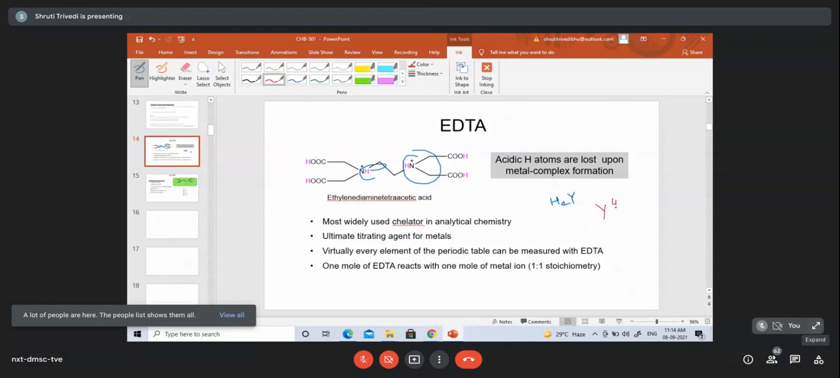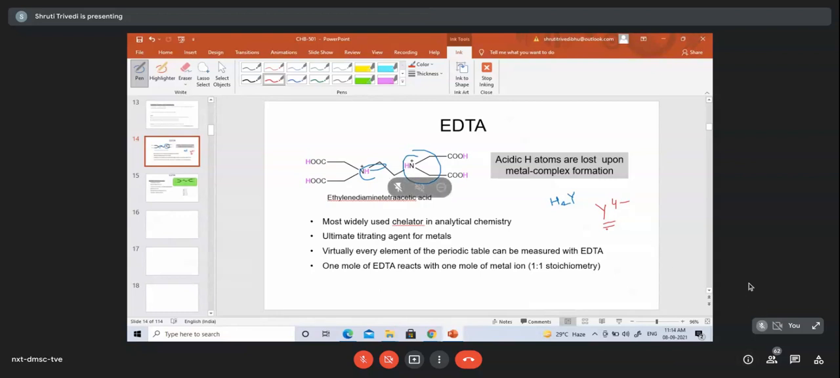So you have Y4 minus. This is the actual form. This is the unprotonated ligand. This forms complex with the metal ions. That means the protons are displaced by the metal ion upon complexation. So I'll show you.